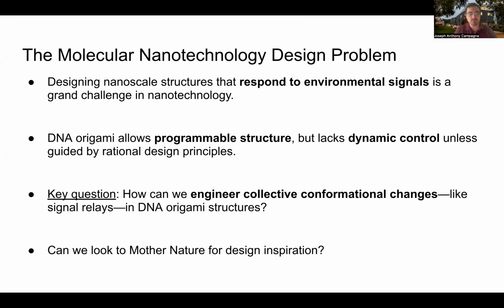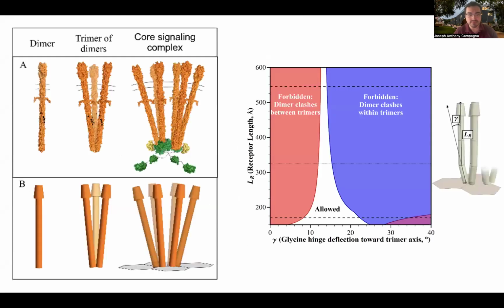So, a key question we can ask and keep in the back of our heads through this talk is how can we engineer collective conformational changes, like signal relays in DNA origami structures? And can we look to Mother Nature for inspiration? So, it turns out we can, in one great example that is bacterial chemotaxis.